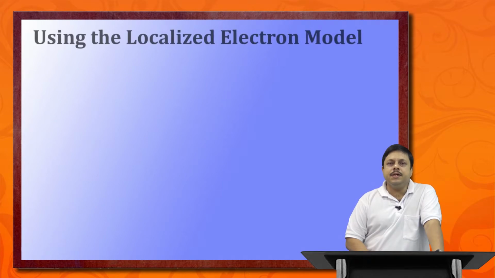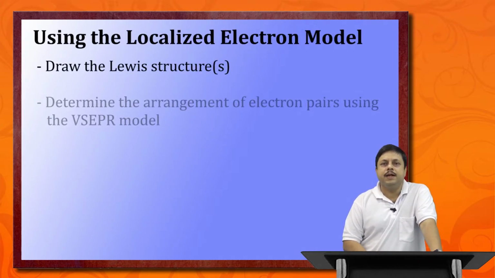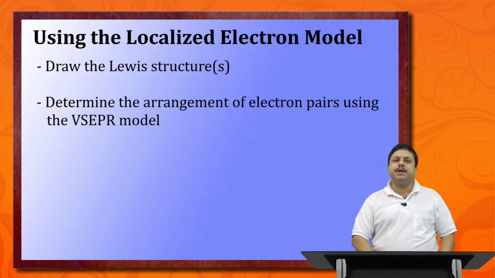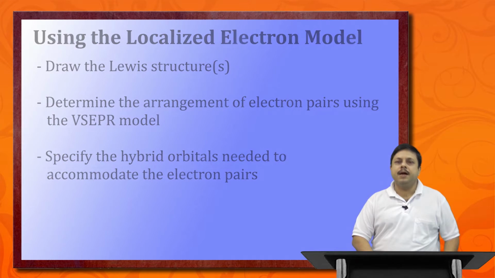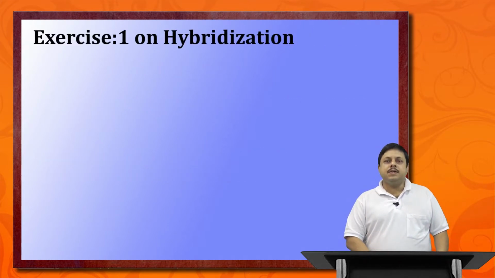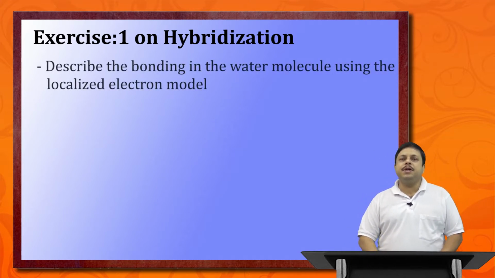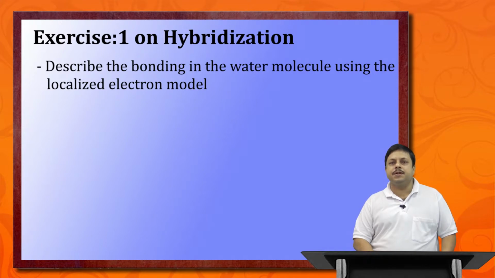Using this model, the steps are: first draw the Lewis structures, then determine the arrangement of the electron pairs using the VSEPR model, followed by specification of the hybrid orbitals needed to accommodate these electron pairs. Let us take up one such example. The example says, describe the bonding in the water molecule using the localized electron model. How do we go about it?